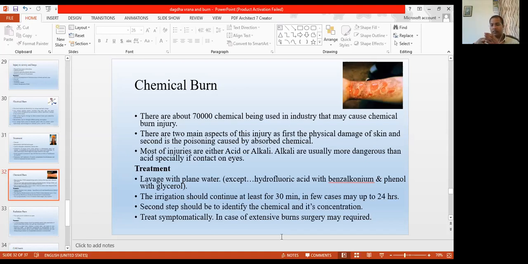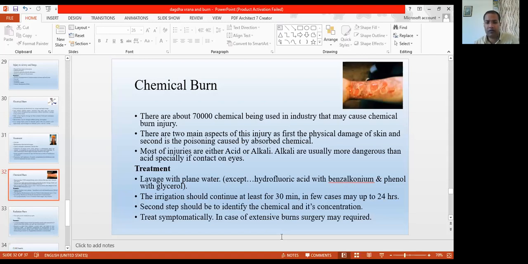Okay, but there are a few exceptions where water should be avoided. Patients working in the glass industries most likely have a chemical burn with hydrofluoric acid. In that case, use benzalkonium, and if the patient has a burn with phenol, then use glycerol. These are the two exceptions. If the patient has a burn with hydrofluoric acid, you have to lavage or clean with benzalkonium, or if the patient has a phenol burn, then you have to wash with glycerol. Otherwise, for any unknown chemical or other chemicals, you have to wash with plain water.